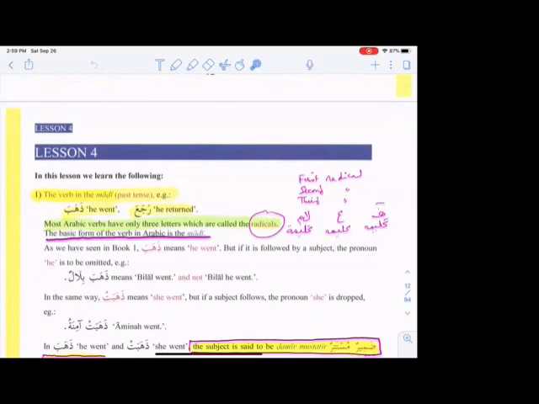As we have seen in book 1, Zahaba, only we did the meaning. Zahaba means he went. But if it is followed by a subject, the pronoun is omitted. Fine. Now, again, I will recall your understanding and remembering that the subject is called the fa'il. The subject of the verb is the fa'il of the verb, the doer of action. What is it? A verb is an action. Whenever there's an action, we need a doer. So the doer is fa'il. In Arabic we say fa'il, but in English we say subject. Subject and fa'il have the same meaning.